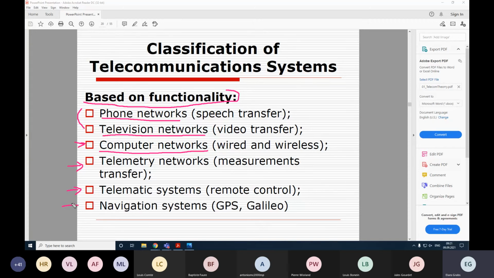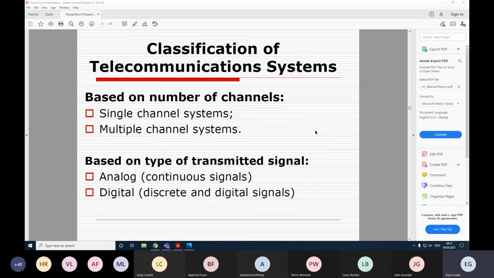There is also such a type as navigation systems, which are used to understand where you are located in the world, or in the city or in the country, based on the signal sent from satellites. So based on functionality, the systems can be divided into different types. These systems can also be divided into different types based on the number of channels.